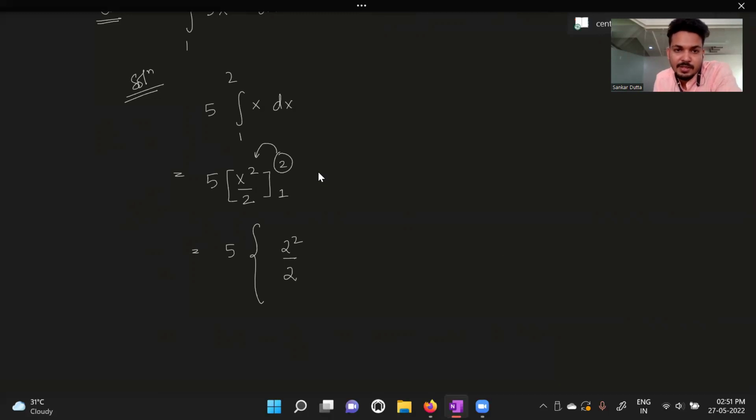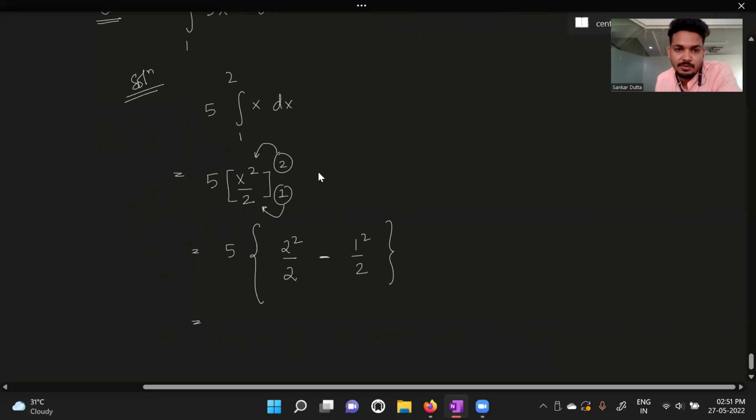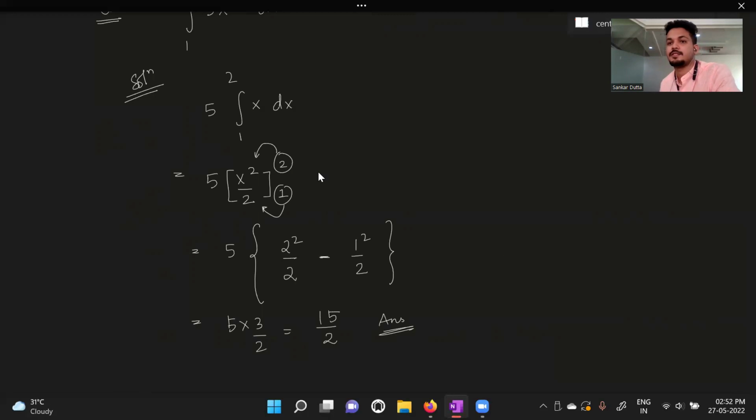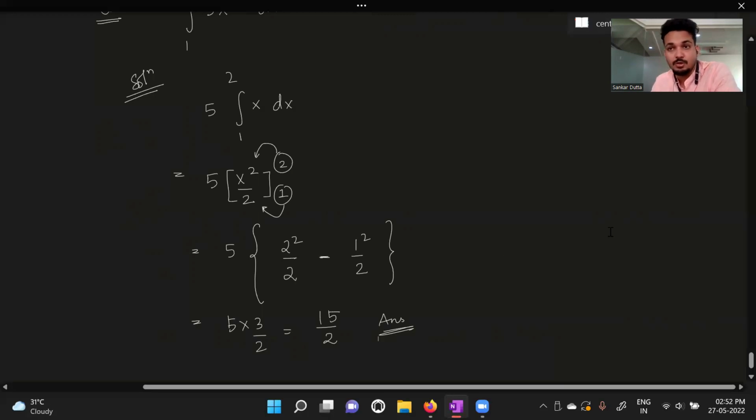Now I'm going to plug in what? 1. I'm going to plug in 1. So this is 1 squared by 2, right? And then put a minus sign in between. So 4 by 2 minus 1 by 2, this becomes 3 by 2. So this becomes 5 times 3 by 2. The answer is 15 by 2. Okay. This is the answer. Let's do two more questions.